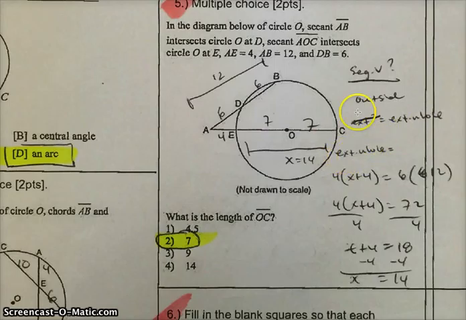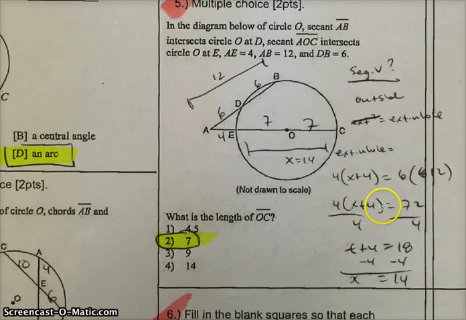Your external out here is 6, but be careful, your whole is 12, or 6 plus 6 is 12. On this side here, I have 4, and it's asking me for the length of OC, which is a radius, but I don't know this whole diameter here. So I'm going to call EC x. So to get the whole, it's x plus 4, and that's what I have here.